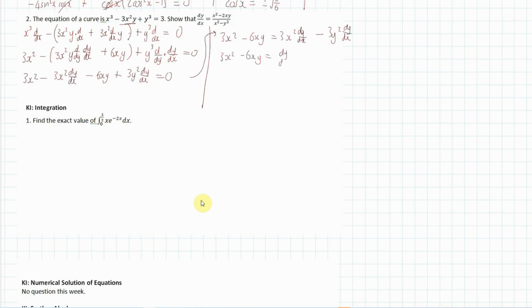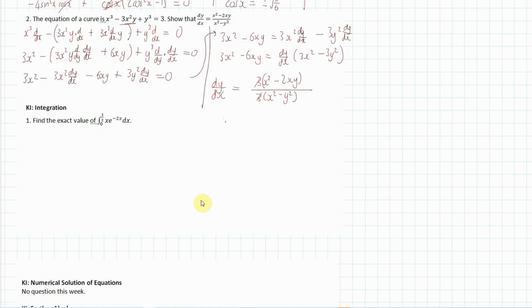dy/dx, and then in the brackets I've got 3x squared minus 3y squared. So lastly I get dy/dx equals, on the top I've got 3, and maybe I can factorize this at this point, x squared minus 2xy, over, and I can factorize this bottom bit as well, 3x squared minus y squared. Cancel, cancel, and we've shown what we needed to show.